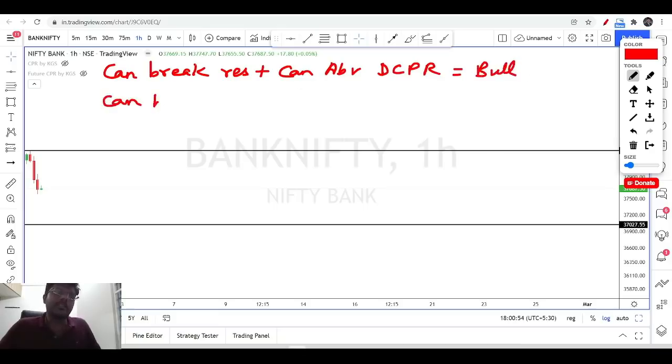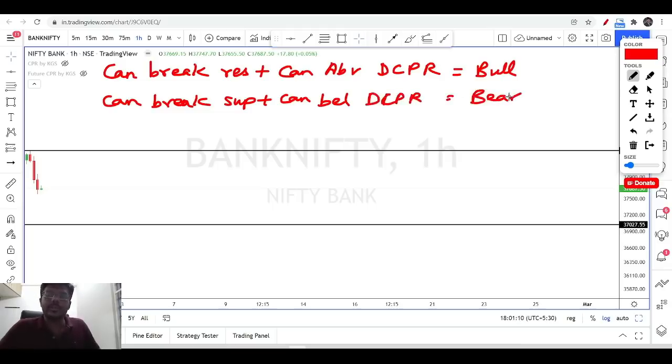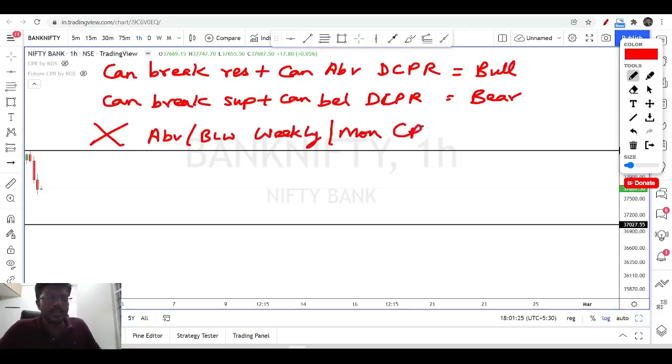Similarly, candles breaking support plus candles below daily CPR, the trend is going to be bearish. Okay, now you need not care about above or below weekly or monthly CPR, but let me take this as the first condition.